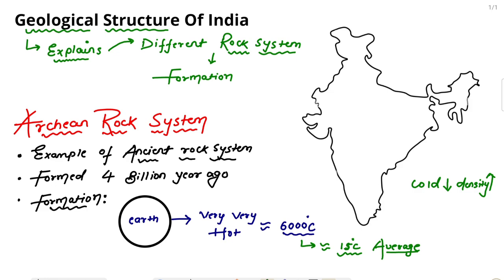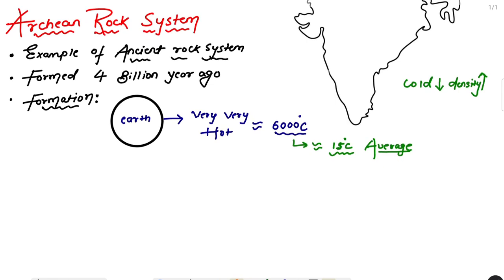as Archean rock, right? So from here we can say that by the cooling process of the earth, the Archean rock system formed. As time passes, the cooling process begins, and by this cooling process we can say that the Archean rock system formed. So this is about the formation.